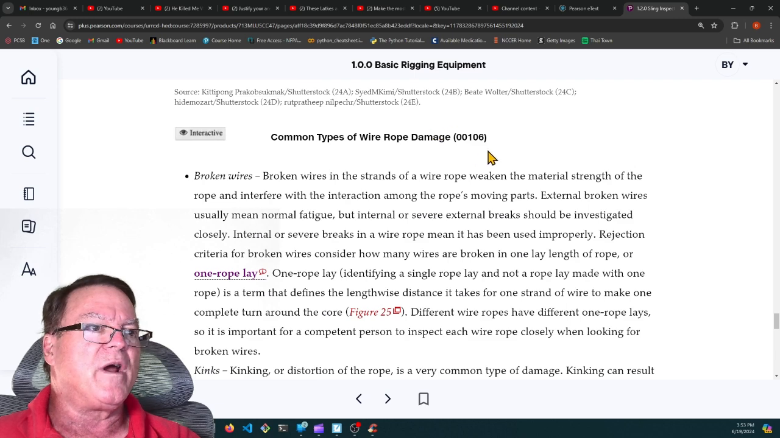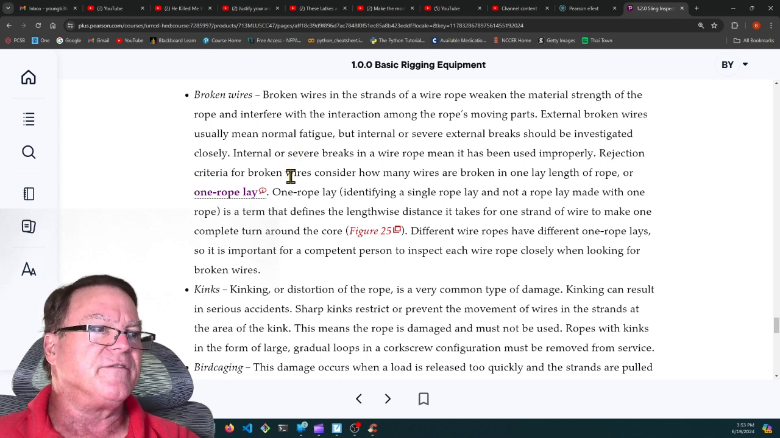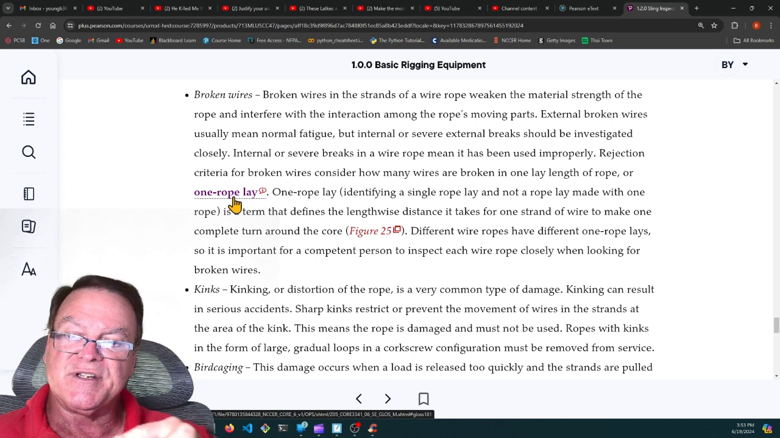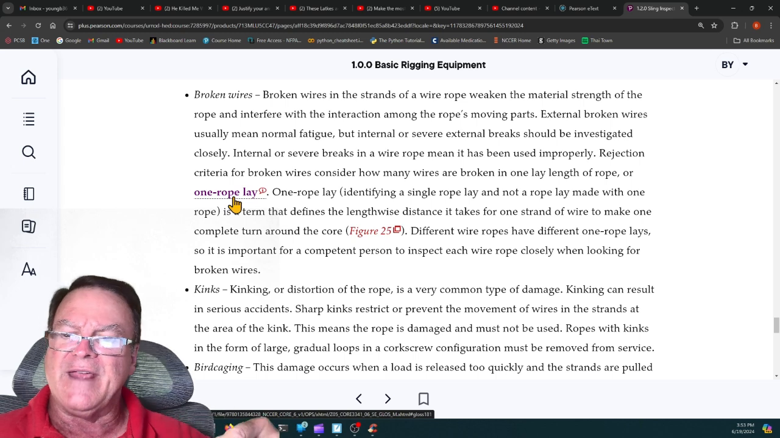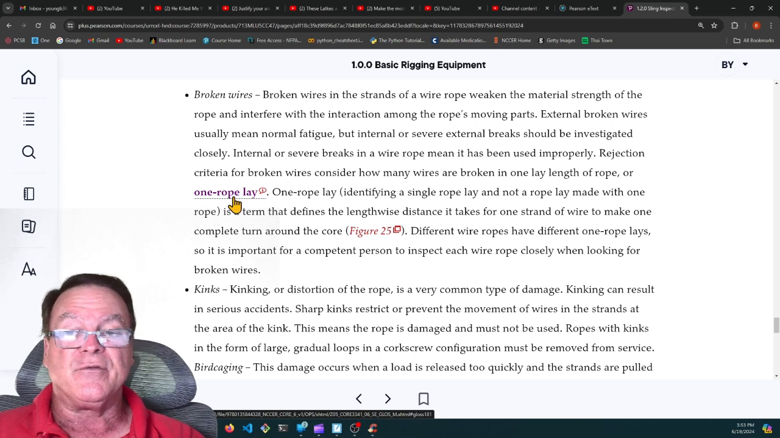Then it says common types of wire rope damage. Broken wires, they'll count how many breaks are in one lay of the rope. Rejection criteria for broken wires consider how many wires are broken in one lay length of rope, or one rope lay. One rope lay is one strand going 360 degrees around that rope. So when one strand has completely circumnavigated that rope around the outside of it, the circumference of it, that's one rope lay. And it's different lengths for different ropes.